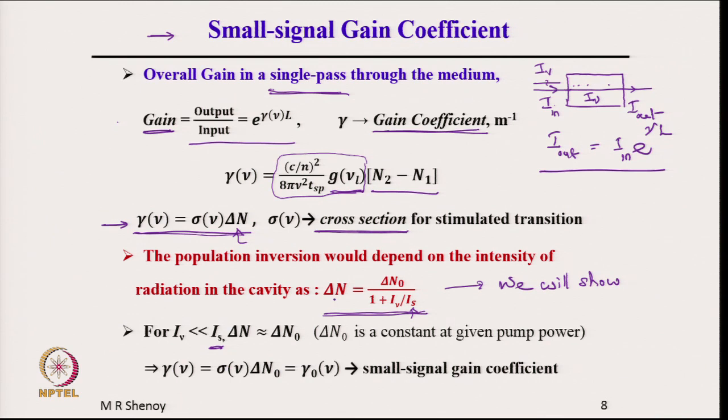Then delta n is nearly equal to delta n 0, because I nu is much less than I s, which means this term in the denominator is neglected compared to 1, and therefore, delta n is nearly equal to delta n 0. Delta n 0 is a constant at a given pump power, and therefore, we can write gamma of nu equal to sigma of nu into delta n 0, where gamma 0, this we designate as gamma 0, is called the small signal gain coefficient.